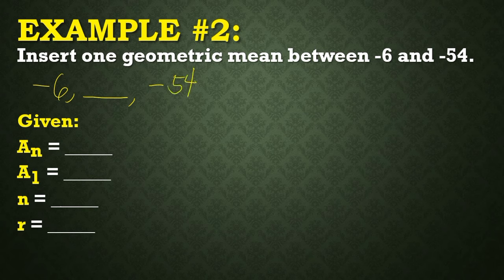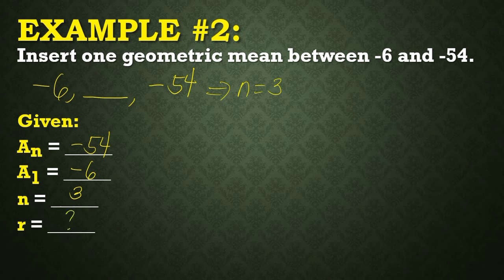Next, what is a sub n? So, that is negative 54. What is a sub 1? That is negative 6. And our n is 3. So, sa pagbilang ng n, sa paglagay ng n, bibilangin lang natin yung mga nilista natin. So, dito, n equals 3. And then, our common ratio, unknown.